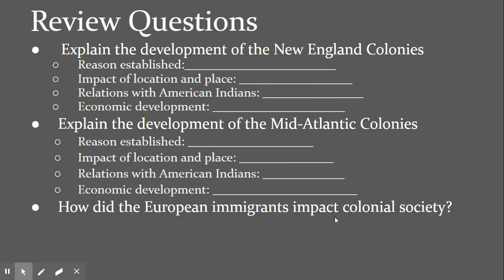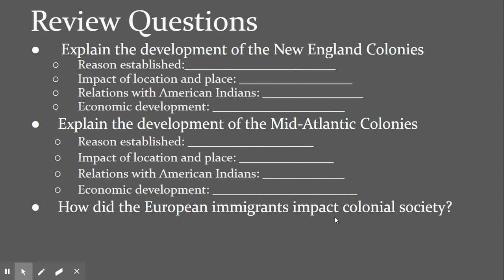So explain the development of the New England colonies. The reason it was established was because they wanted to get away from religious persecution. The impact of location and place: it's going to be used for trade, fishing, lumber. Relations with the American Indians were good at first, but of course it goes bad. In economic development, they're going to have a huge fishing supply line as well as lumber.